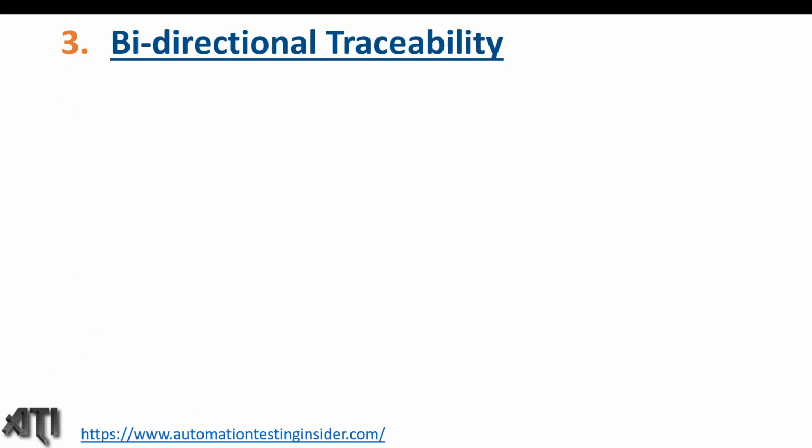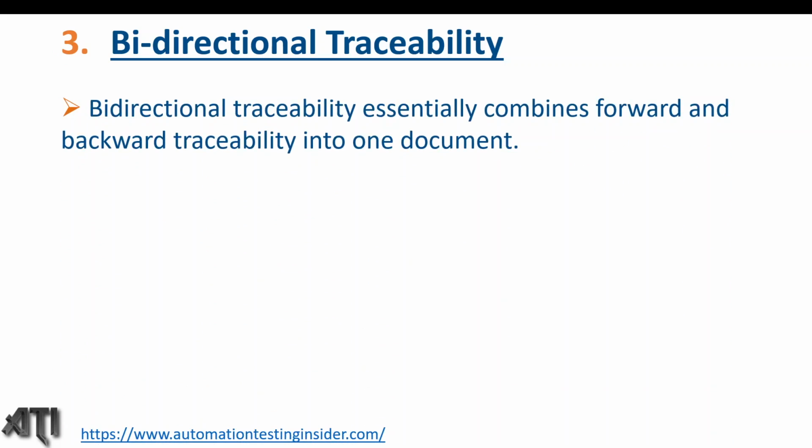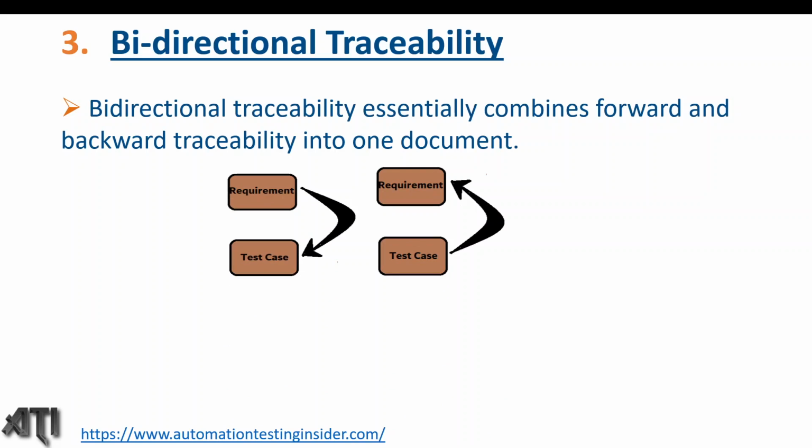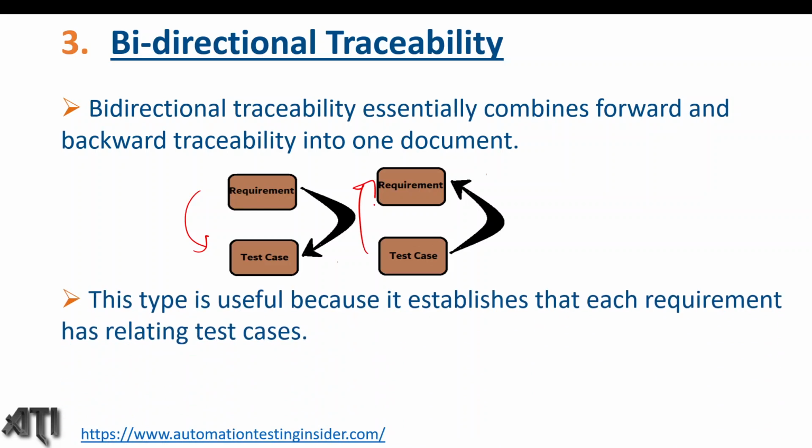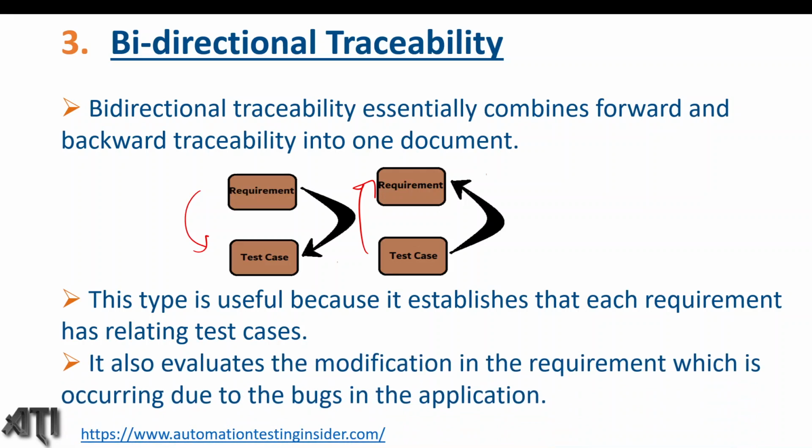Another one we have is bidirectional traceability. So what do we mean by bidirectional traceability matrix? Bidirectional traceability essentially combines forward and backward traceability into one document. So this is the combination of both forward and backward, guys, and it is usually done before the execution and after the execution. From the requirement to the test cases and from the test cases to the requirement. This type is useful because it establishes that each requirement has related test cases. It also evaluates the modification in the requirement which occurs due to the bugs in the application.